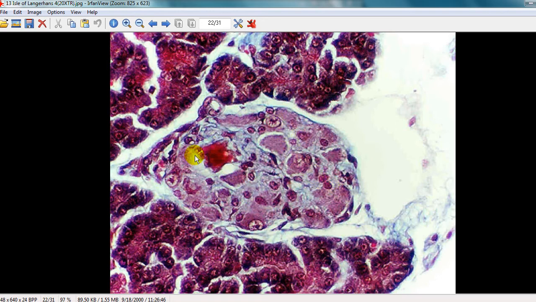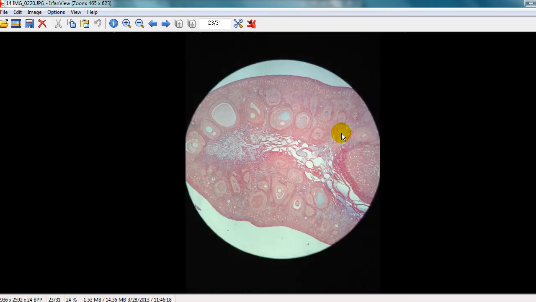These cells, the 1, 2, 3 right here, are alpha cells, and those help to release glucagon in response to low levels of glucose and call up glucose or break down glycogen and increase glucose levels through either the process of gluconeogenesis or glycogenolysis.